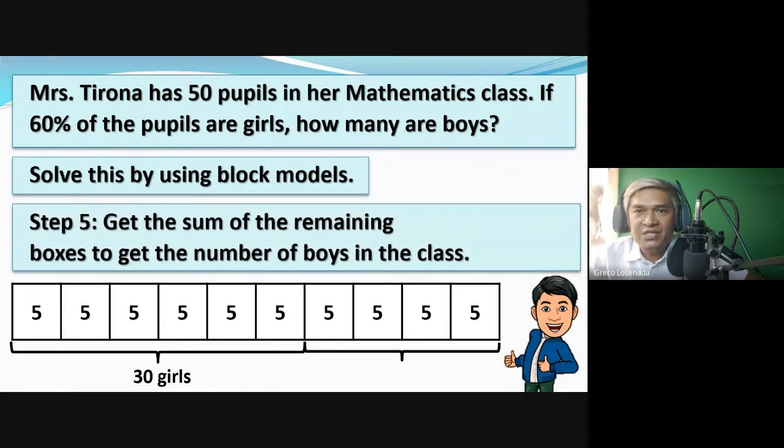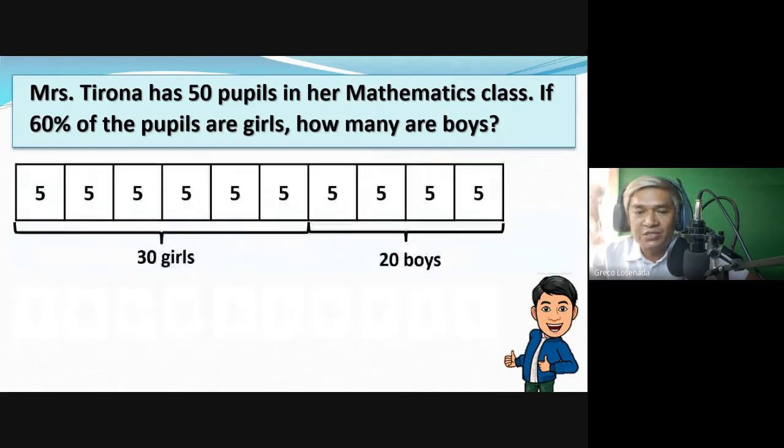Then the last step is to get the sum of the remaining boxes to get the number of boys in the class. So we have 4 remaining boxes and each box contains 5. So 5 times 4, we will get the answer of 20 boys.